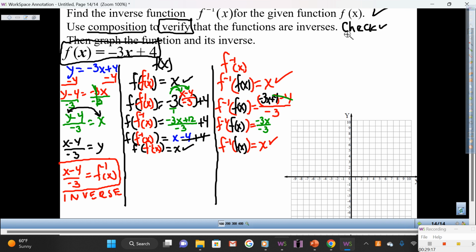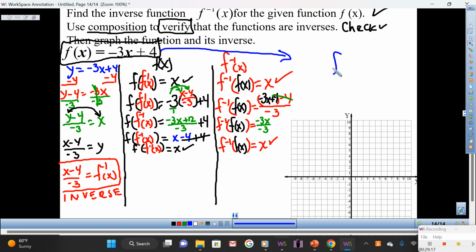All right, so we're done with the first part. We're done with the second part. Now let's go to the third part. Graph the function and its inverse. So I'm going to write the function over here, this one. I'm going to bring it over here, and I'm going to write it in blue. f of x equals negative 3x plus 4.